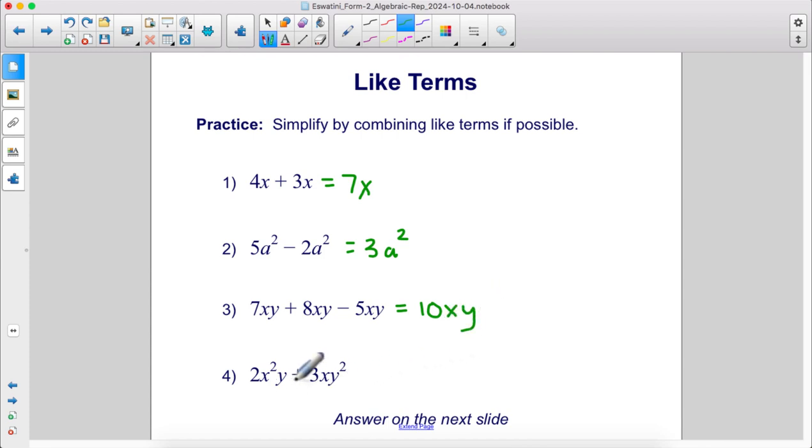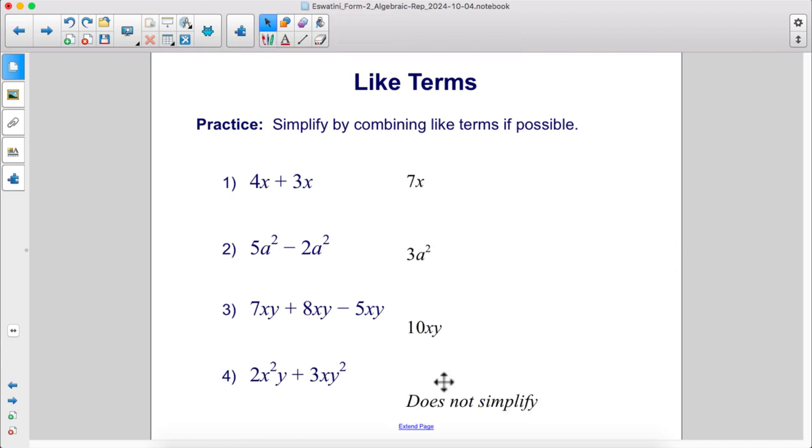And then finally down here, they look similar, but they are not like terms because the same letters have to be raised to the same powers. So here we have x squared, here it's just x. That's y squared. These are not like terms and cannot be simplified further. And here are all of the solutions.